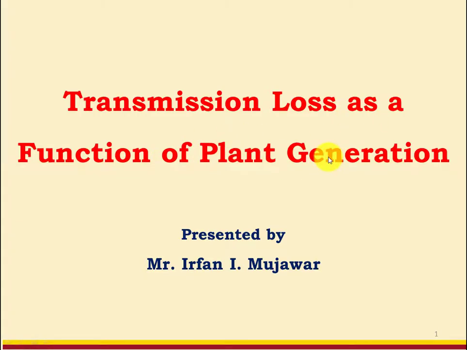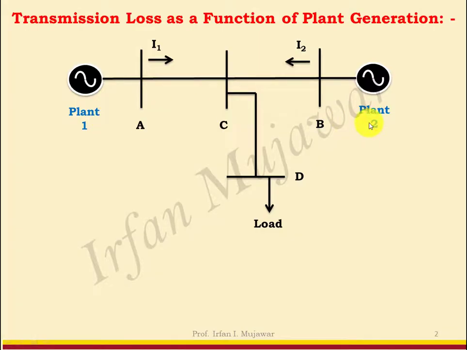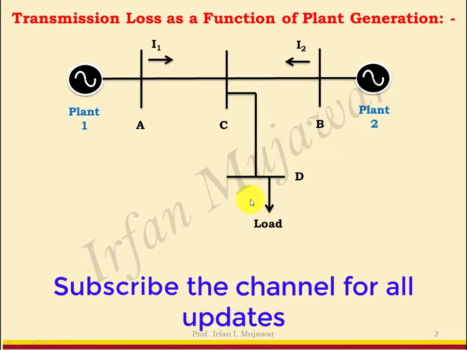So, we will study an example of two plants which are supplying power to a load. This is a single line diagram of two power plants, plant 1 and plant 2, supplying power to the load. So as you can see here, plant 1 is connected to bus A, plant 2 is connected to bus B. There is an intermediate bus which is shown as bus C. Load is connected at bus D and there is a transmission line between bus C and D.